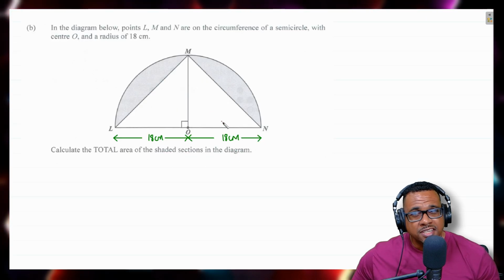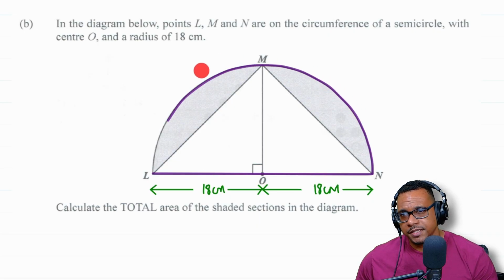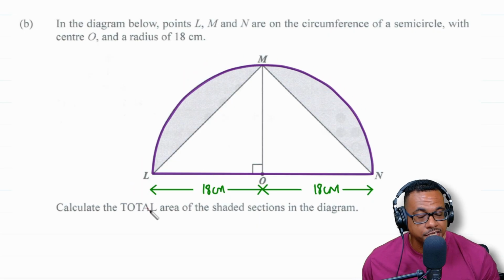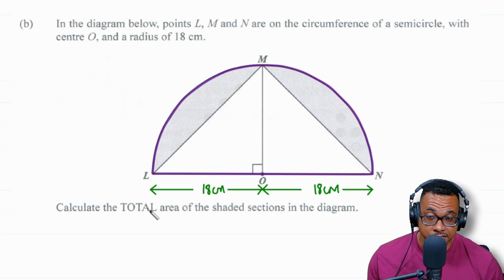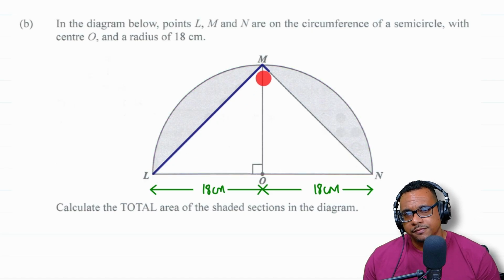So in terms of the shaded sections, we have two components. We have this little piece here and this little piece here. Now, this is easy because let's start to find the area of the semicircle, which will be the entire thing, which is half the area of a circle. So the area of a circle is pi r squared. So let's find half of that. And here we have a triangle.